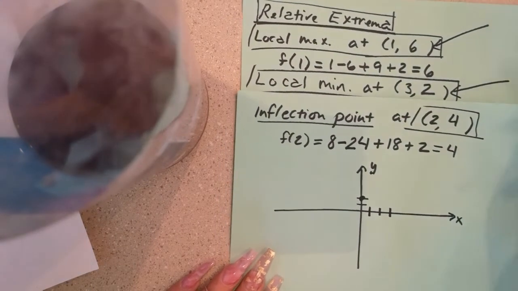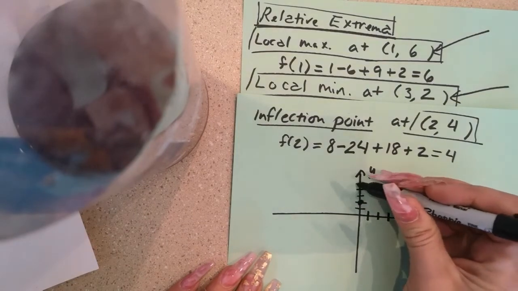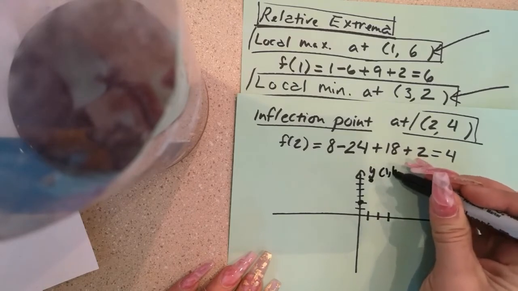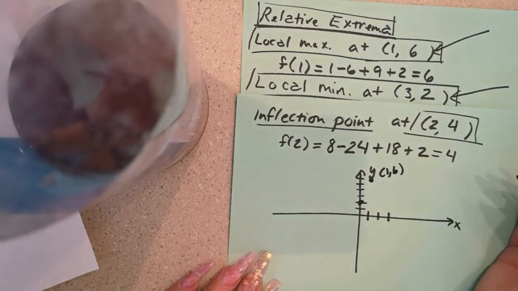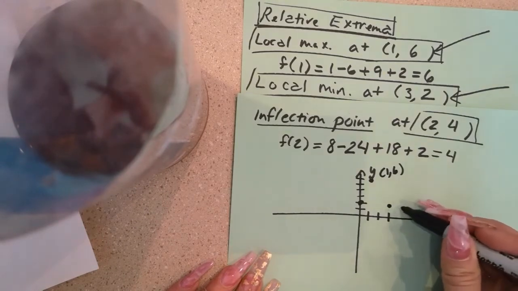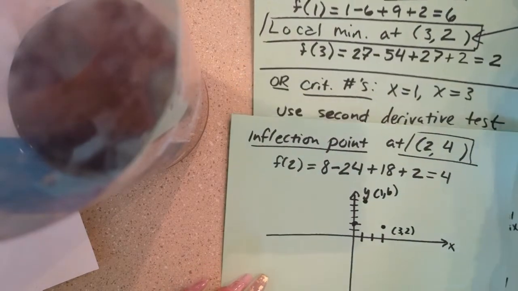So I have a local max at (1, 6). 1, 2, 3, 4, 5, 6. So here's that, (1, 6). Local min at (3, 2). What else did I find?